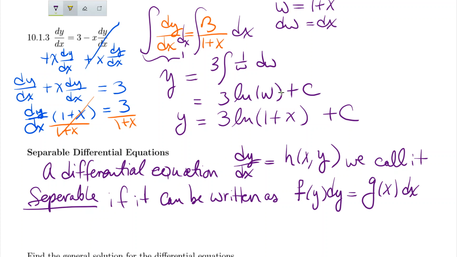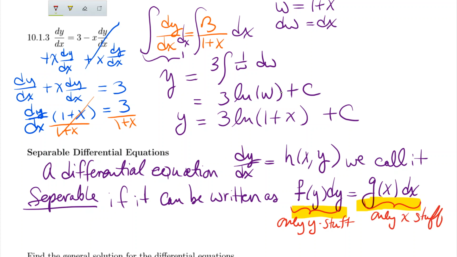Now, this is very important that you recognize what's happening over here. This function is only of y and this function is only of x. So it's basically saying, hey, if I can put all the x's on one side and all the y's on the other, only y stuff, only x stuff, then you're good to go. And then you can just integrate both sides to get a solution. And that's the important part.